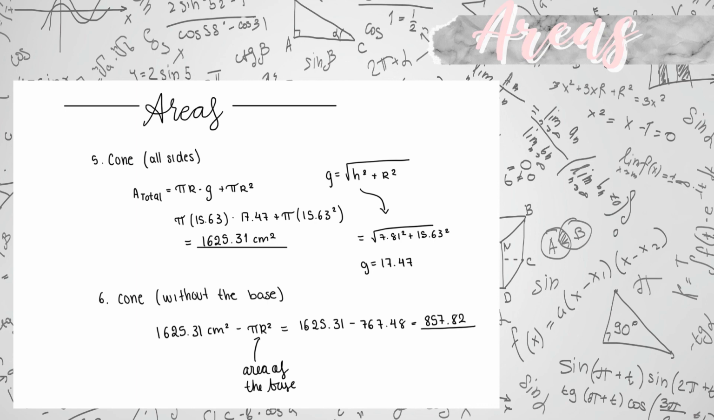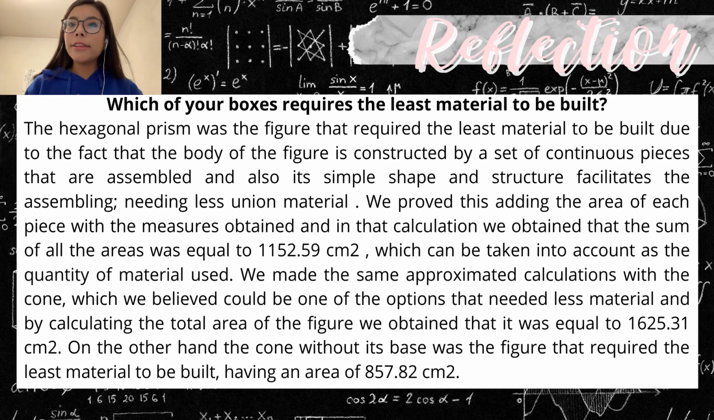For the last figure, we calculated the area of the circle base by using pi times the squared radius and subtracted that value from the result obtained in the last calculations. After finishing all the figures, we arrived at the following final reflections, responding to certain specific questions.